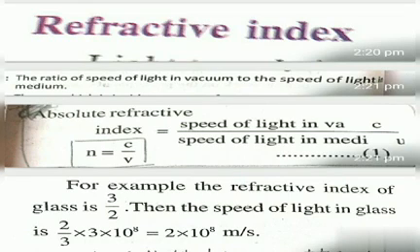Hello everyone. In the previous class we discussed refraction. To explain the process of refraction, we need to know about a constant called the refractive index, which is a property of a transparent medium. Let us learn about it.